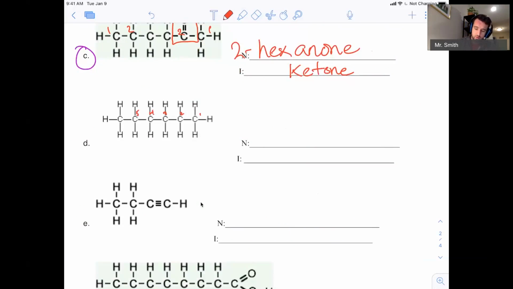5, 6, so hex. And then it's kind of nice, this one doesn't have anything on it. There's no special functional groups or anything. They're just all kind of single bonds. So this is just hexane. And we would call that an alkane. Kind of nice, kind of easy.